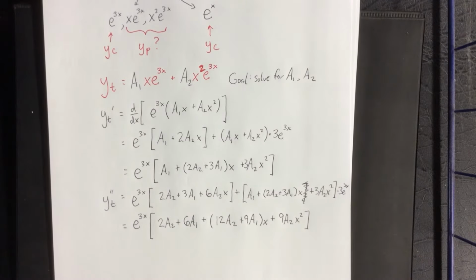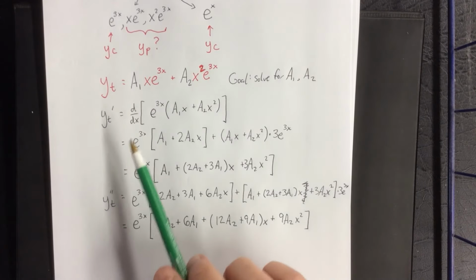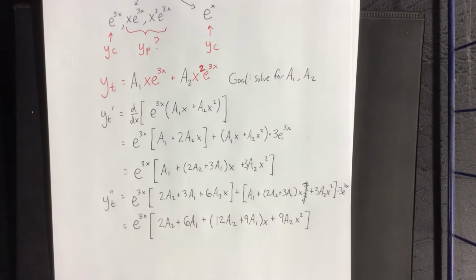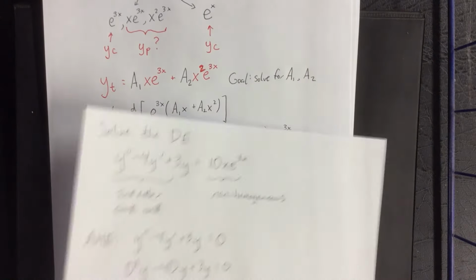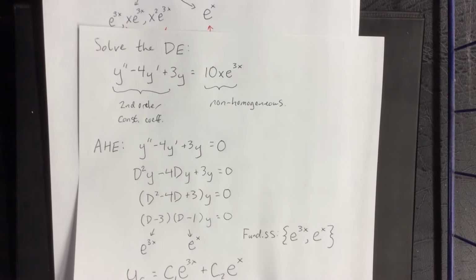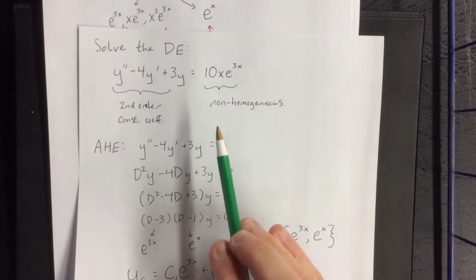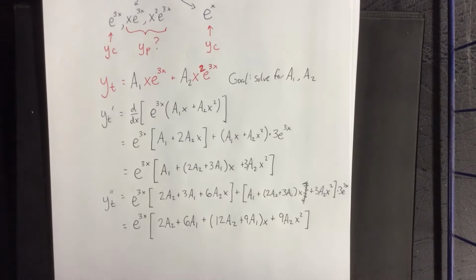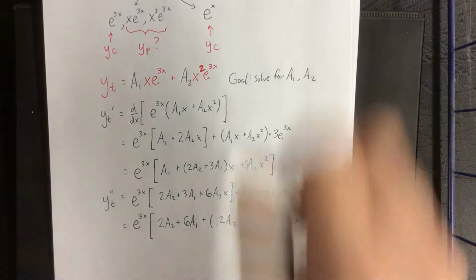My goodness, that just is so exciting. So now I'm going to take our second derivative, our first derivative, and our original trial solution, plug it back into the original differential equation, and then set it equal to the 10x e to the 3x. I think I am ready for a fresh sheet.